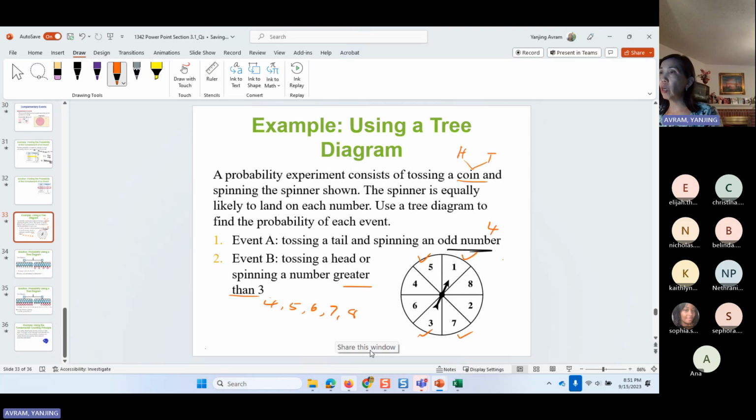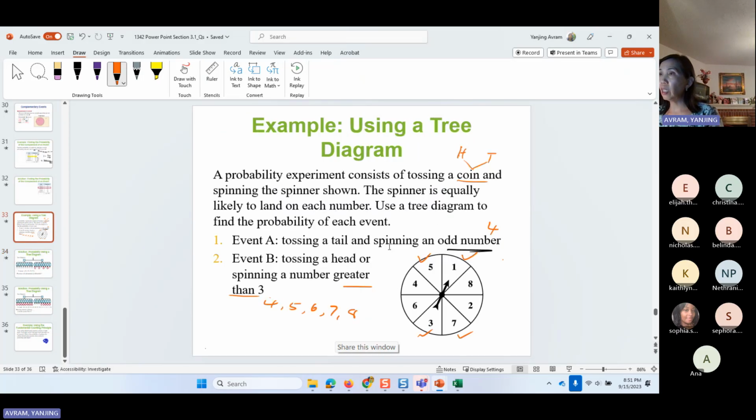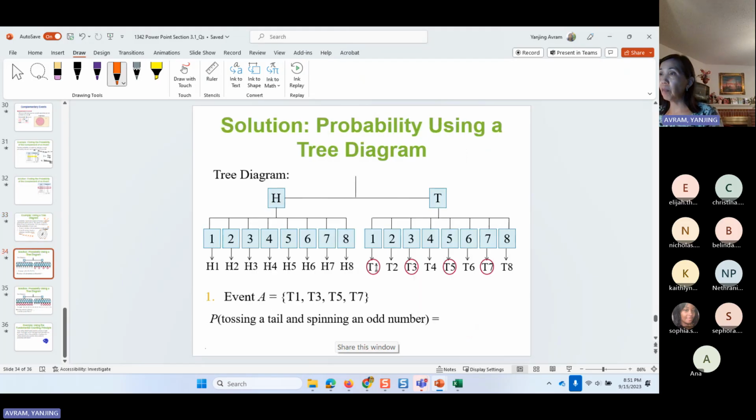So you can draw a tree diagram. Here is a head and a tail, and each one combines with 8 numbers. We want the first one to be a tail and an odd number. So the tail and the odd number give us T1, T3, T5, T7. That is event A, which has 4 outcomes.